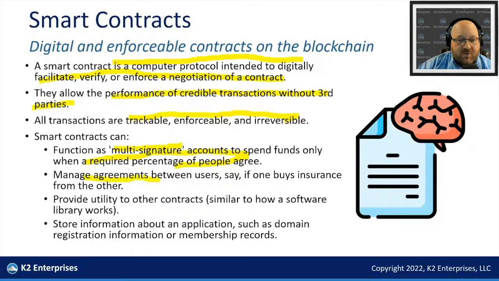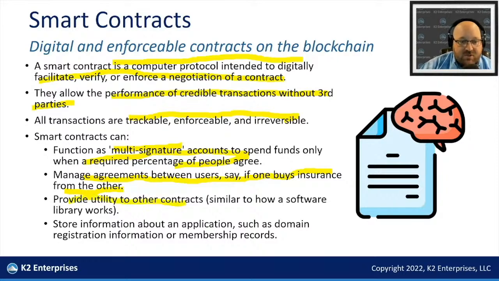It can manage agreements between users. Let's say one person buys insurance from the other, and you verify or you provide collateral to something, you could write it inside of a smart contract. If somebody defaults, where you provided this collateral, that is something that certainly can be seized and collected upon.